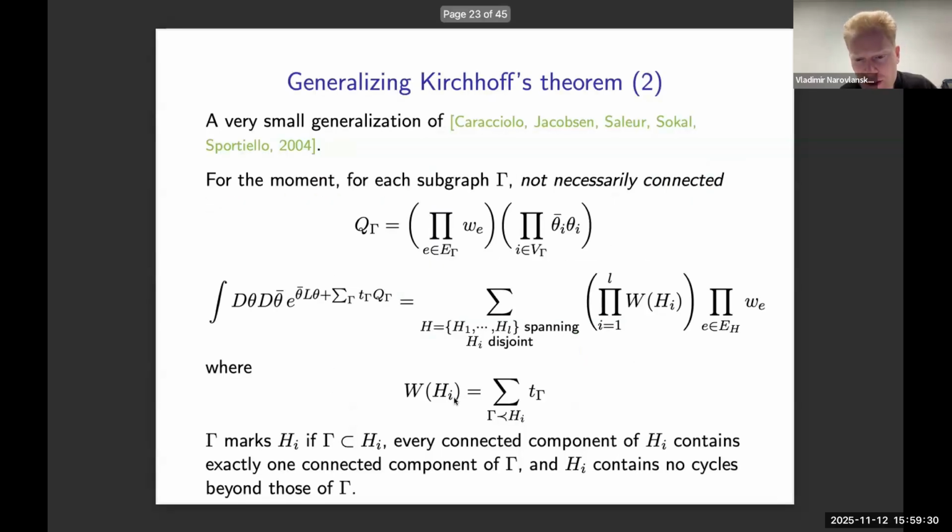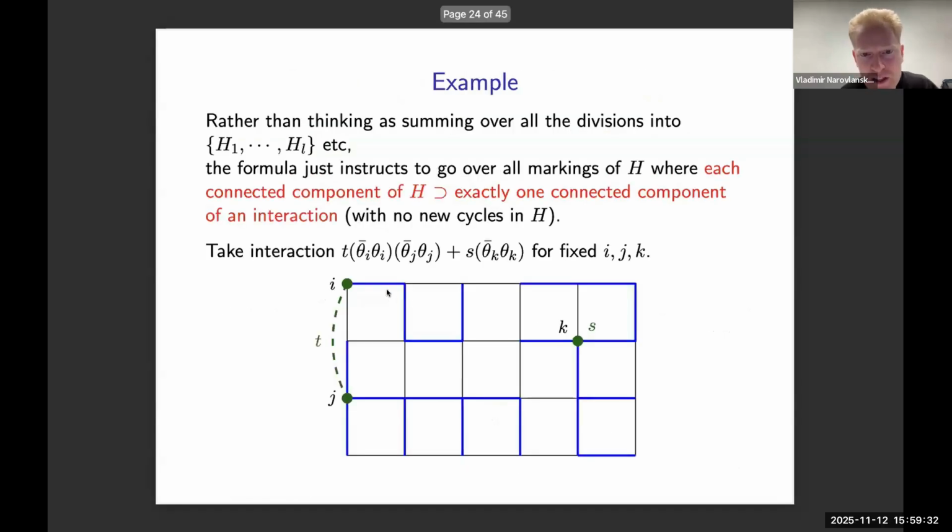Now, this may sound like a complicated description, but it's very simple. All it says is that you need to sum over all the spanning subgraphs that introduce no new cycles, and the only condition is that you mark the subgraphs with the interactions.